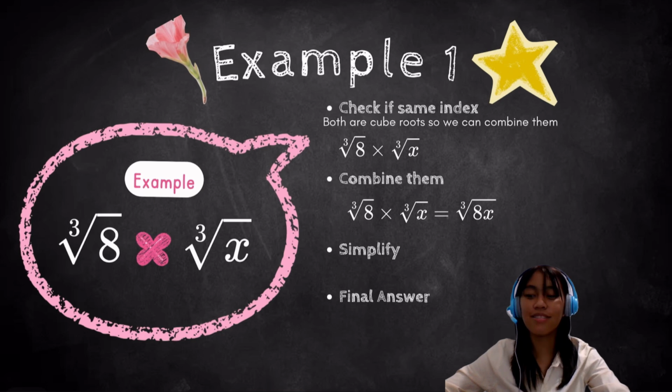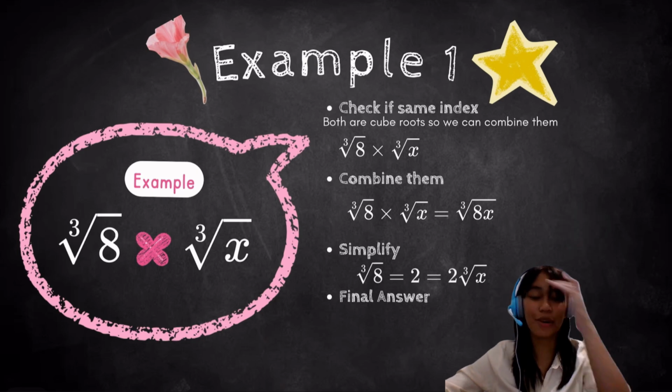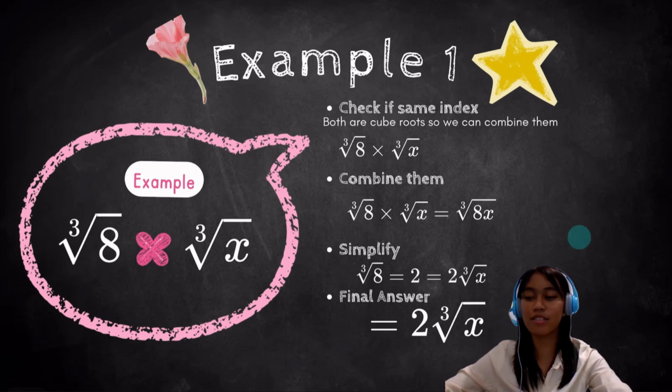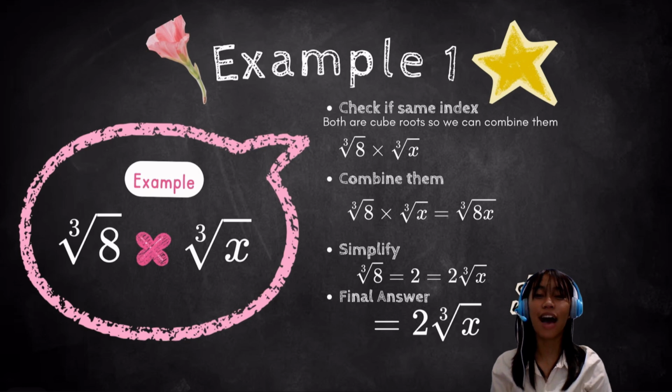Second step. Now, the expression becomes 2 times cube root of x. The final simplified form is 2 cube root of x. So, our final answer is 2 cube root of x.